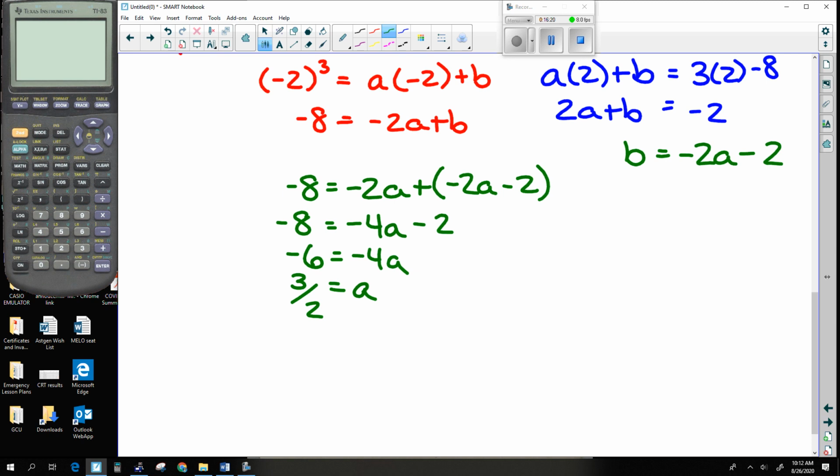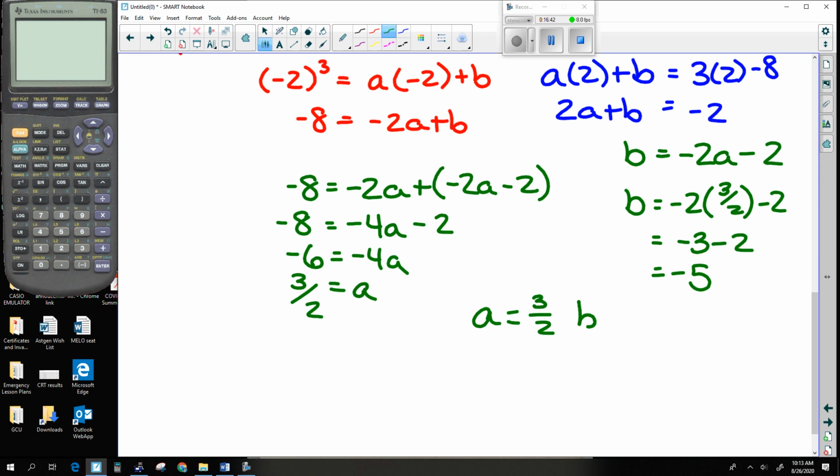Plug that back over into my b equation. And so thus b is going to be equal to negative 2a, which is 3 over 2, minus 2. So this is going to be what? Negative 3 minus 2 is negative 5. Thus a is equal to 3 over 2, b is equal to negative 5.